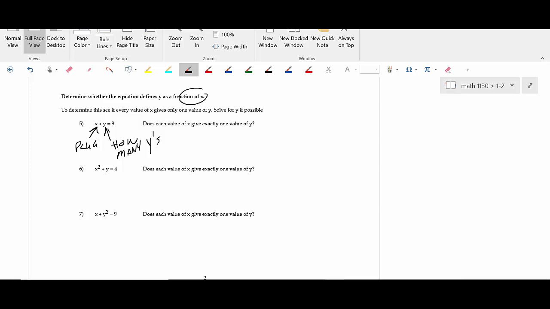One thing that you might want to do on these problems, you don't have to do this, but if possible, solve for y.